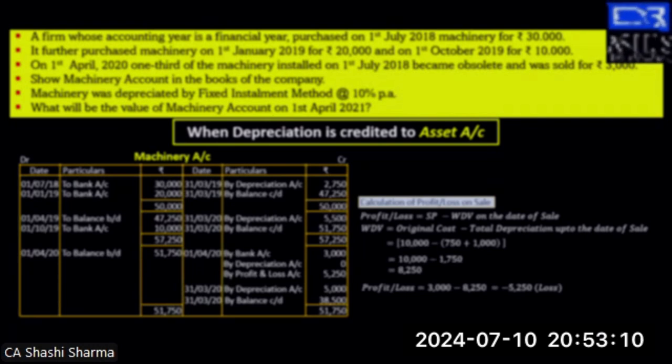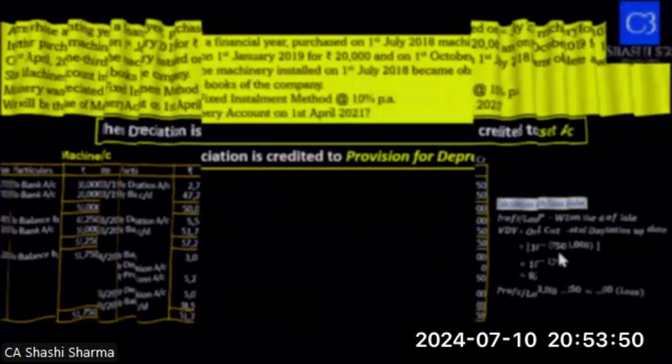Now we will solve this question again by a different method in which depreciation will not be credited to the machinery account. It will be kept in a separate account which will be known as accumulated depreciation or provision for depreciation or also reserve for depreciation. Sometimes depreciation reserve is also given in this accounting method. So this was the first solution.